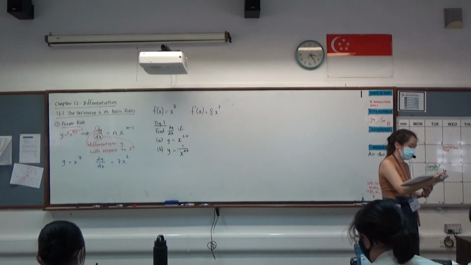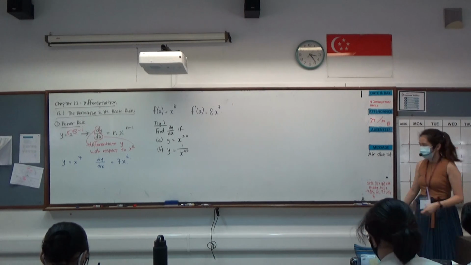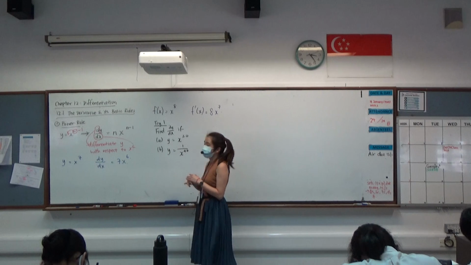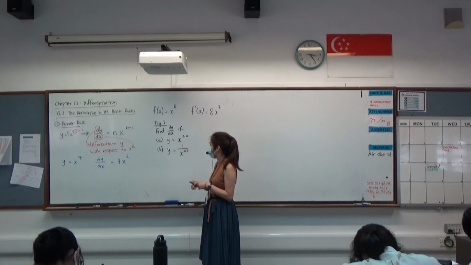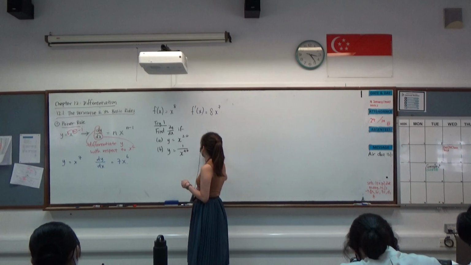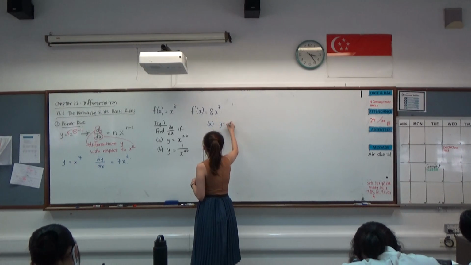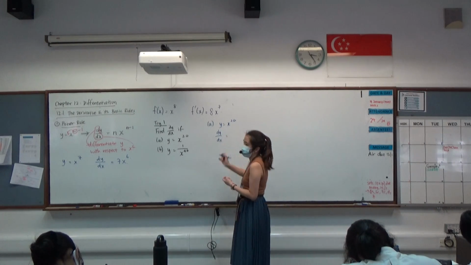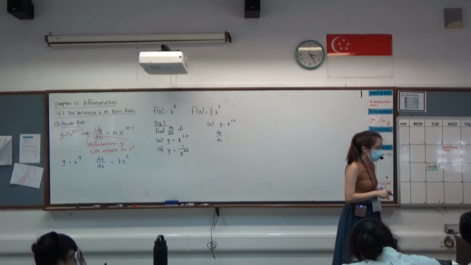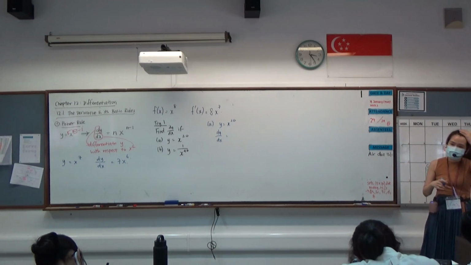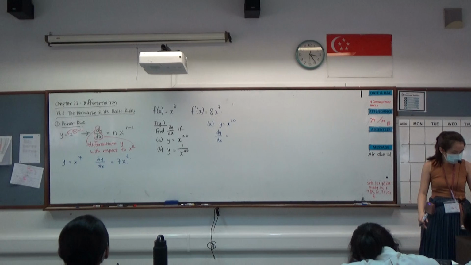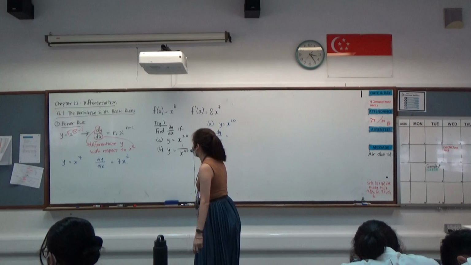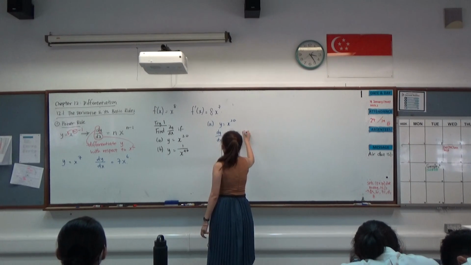In Try 1, textbook page 5, you want to find dy over dx if y equals x to the power 20, and if y equals 1 over x to the power 40. So if y equals x to the power 20, what is dy over dx supposed to be? What do you think? X to the power 19. Very good.